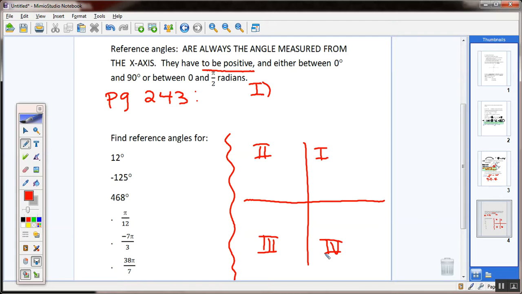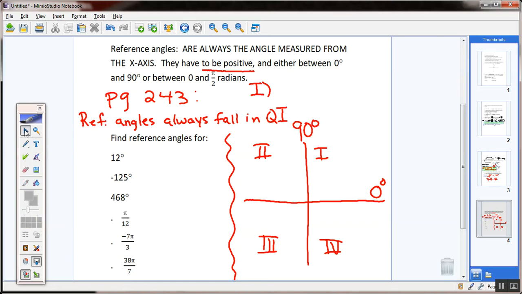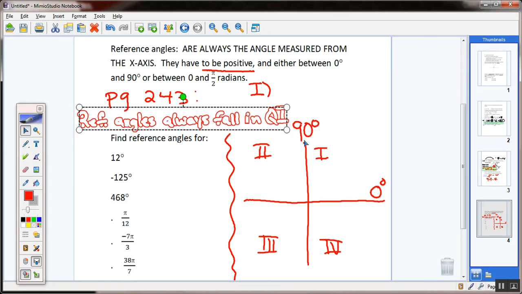Okay, here's the deal. Read that up there again. Reference angles are always measured from what, kids? The angle. And they have to be what? Positive. And they're either between 0 or what? Okay, so a reference angle is always going to fall. You guys agree that if we start an initial side at 0 degrees and 90 degrees is always up here, a reference angle will always fall on what? First quadrant. I'm going to make a note up here, okay? Reference angles, I'm going to abbreviate a little bit, always fall in quadrant 1. Reference angles are always going to fall in quadrant 1.